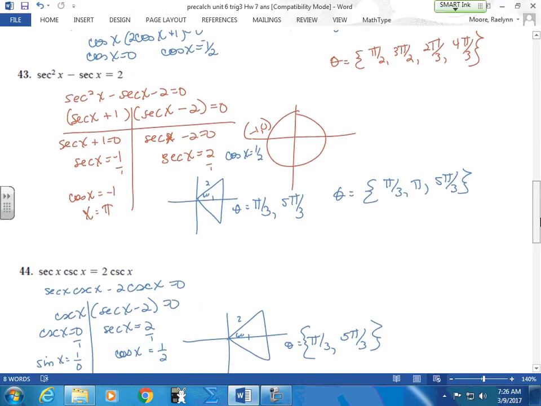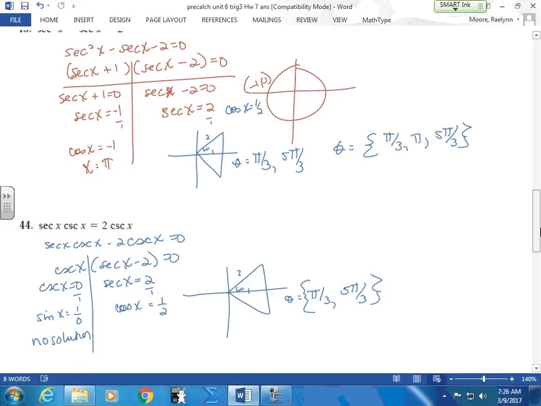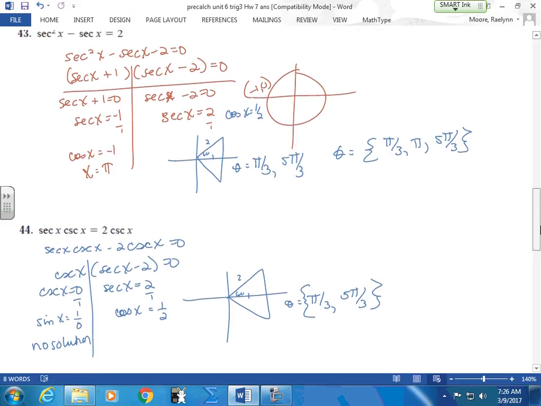This one looks a little strange, but it works the same. This is a secant. This is a secant. It's like x squared minus x equals 2. So you've got an x squared and an x and a 2. Get everything to one side. It's a trinomial. Factor it as a trinomial.